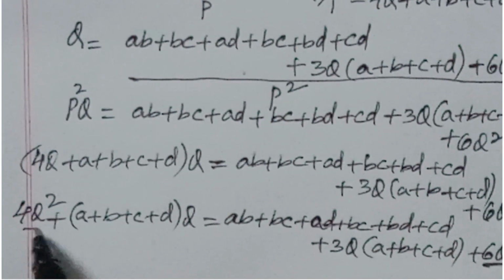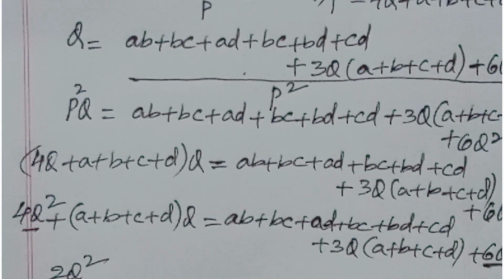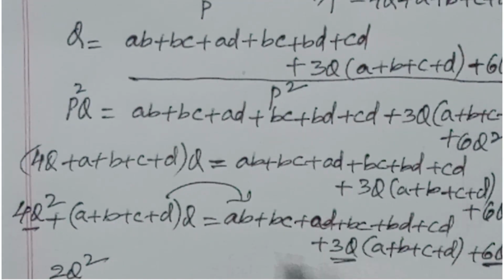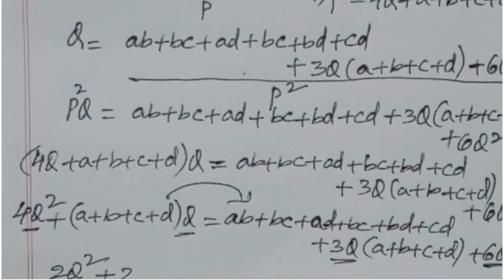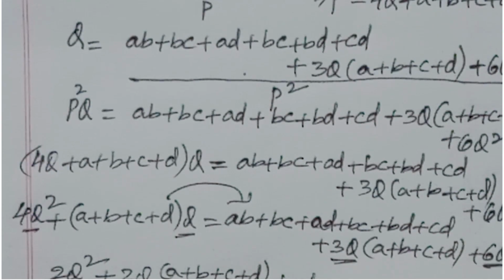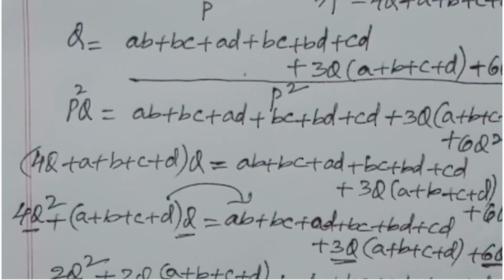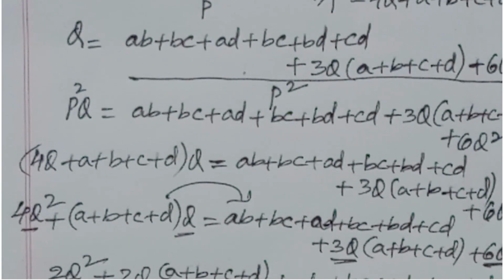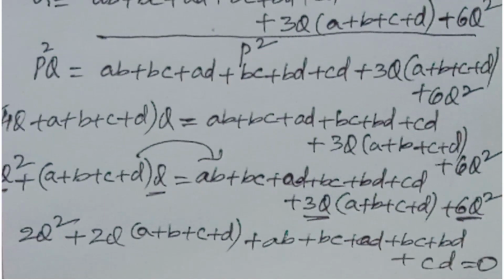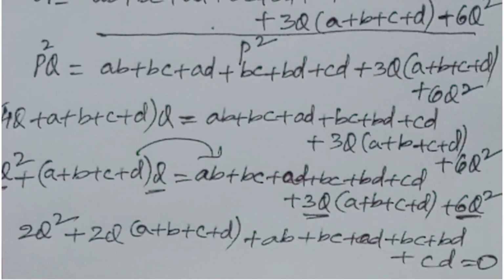If you subtract these two, sending all the terms to that side, you will get 2q² plus 2q(a plus b plus c plus d) plus ab plus bc plus ad plus bc plus bd plus cd equal to 0. Here we are getting a quadratic in q.